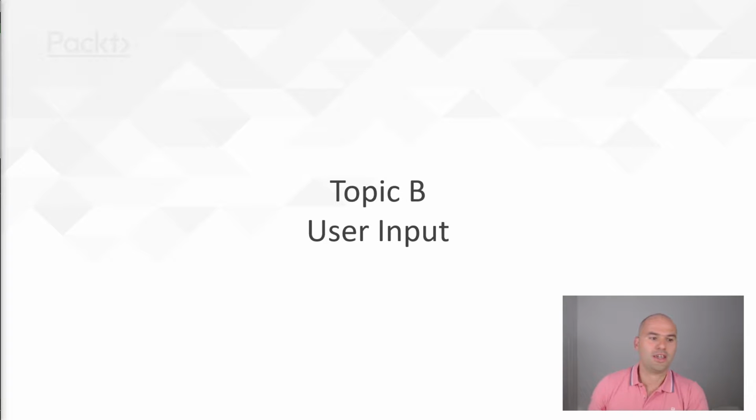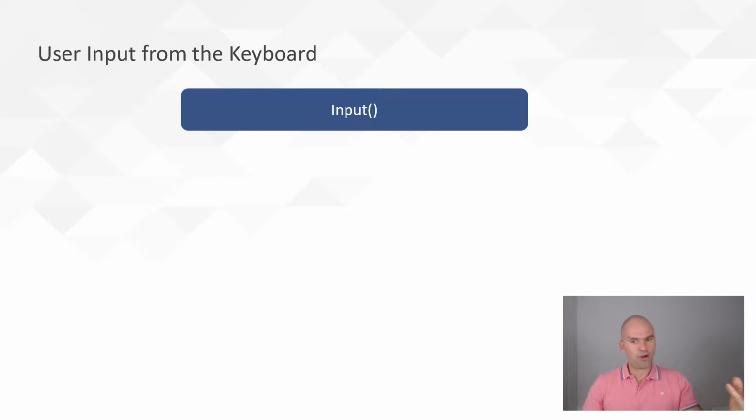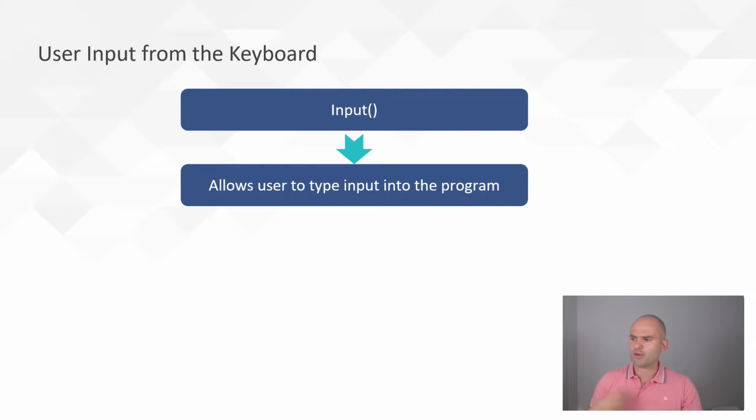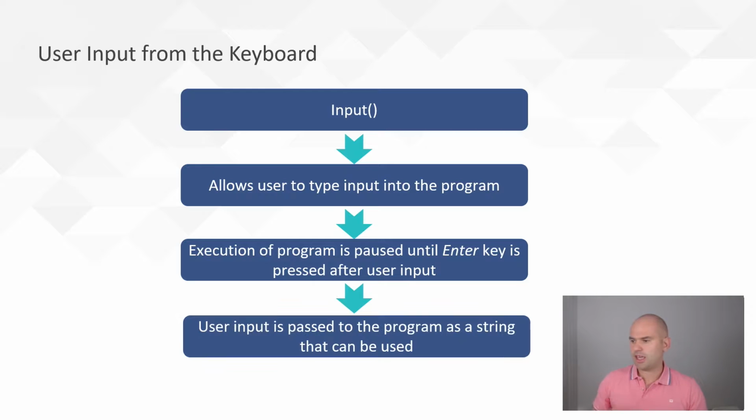Topic B, user input. Now, user input is a very useful Python function. You basically set a variable to be equal to input, and that allows the user to type the input into the program, and whatever the user types in is then saved as that variable. And better yet, the execution of the program is just halted, waiting for the user to enter their input. The input is always saved as a string, even if you type in numbers.